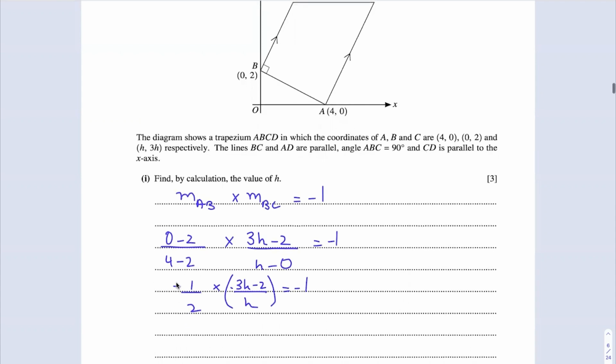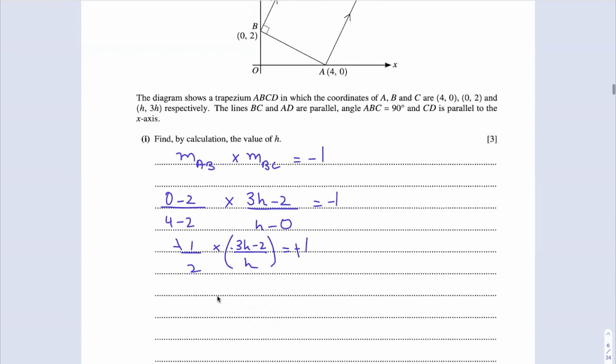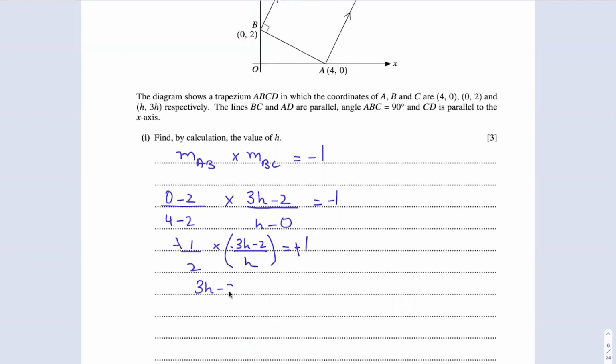The negative sign will cancel out. So we can write 3h minus 2, and the 2h can multiply by 1, which will make it 2h. So 3h minus 2h equals 2. So h equals 2.